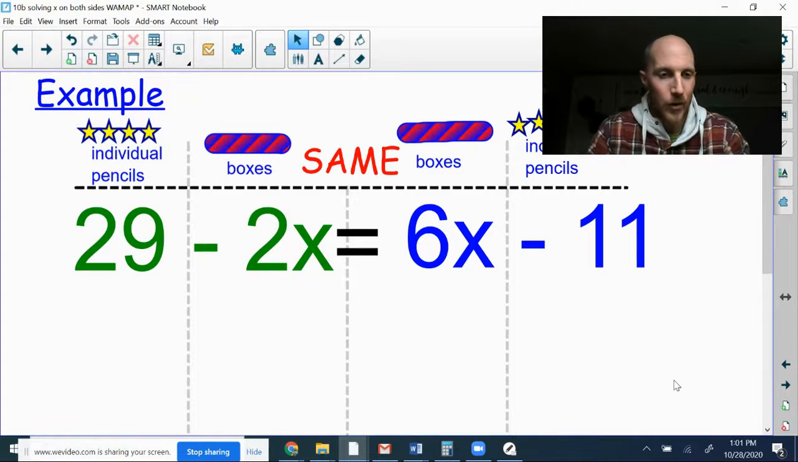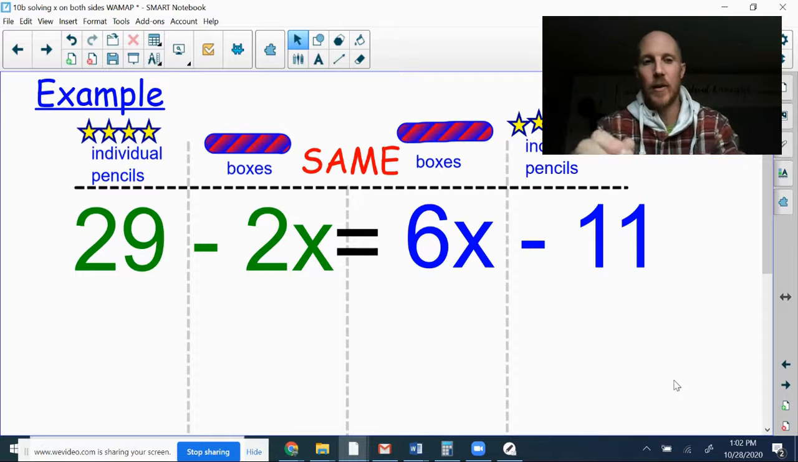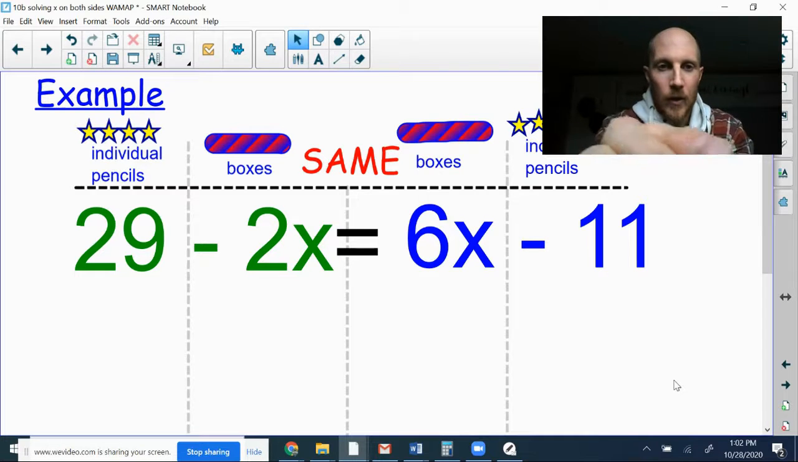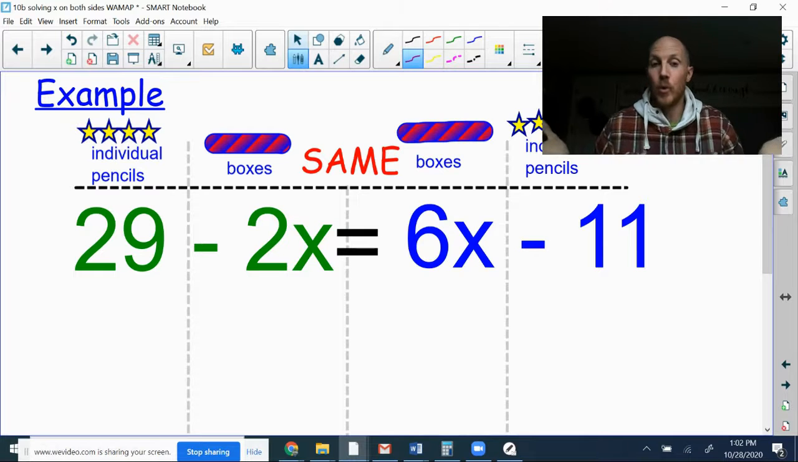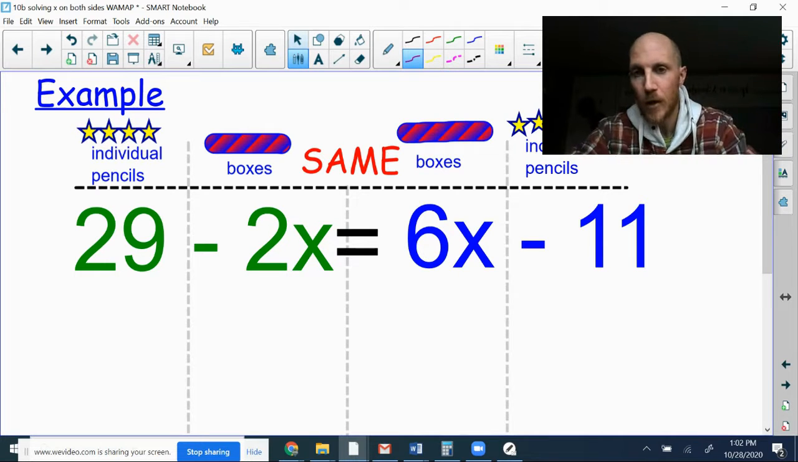So a couple of examples. Here's number one. What were we going to do if the number at the beginning is not an x number? We've got 29 minus 2x. It's like the constants and the variables traded places. Doesn't actually matter. We're going to do exactly the same thing. So let's get started. I need to find out which side of the equal sign I would like to move the x's to. I can go to the green side, I can go to the blue side. Both totally work. Your choice. Which one do you want to do?